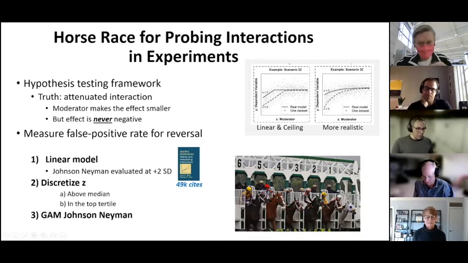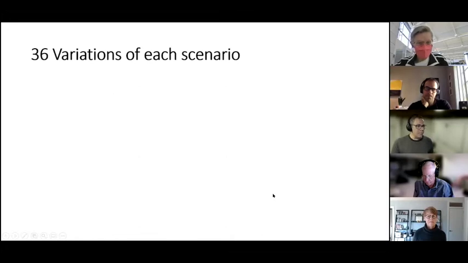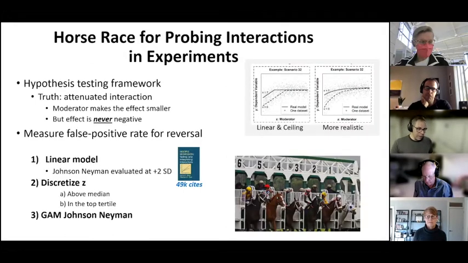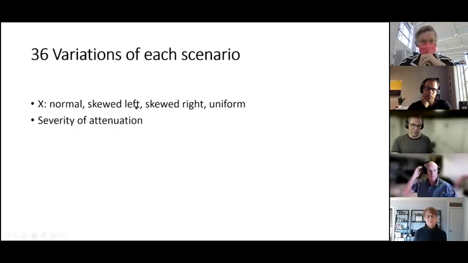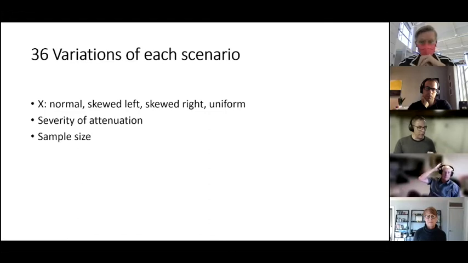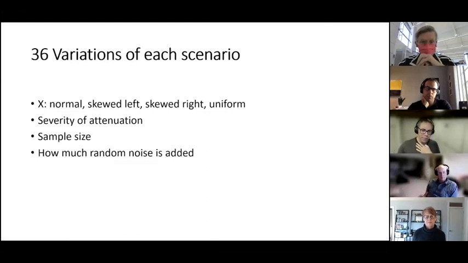So I'm going to run the horse race between them. I try to avoid stumbling on data sets that really help one technique. I try to vary it in a way that's outside my control. So I take X and I make it either normal or skewed left or skewed right or uniform. And I vary how severely attenuated the interaction is, the sample size, and how much random noise.